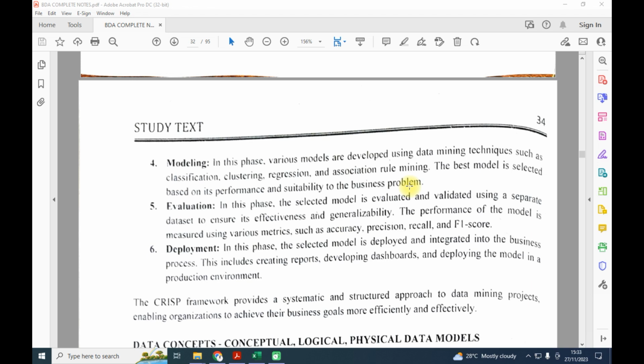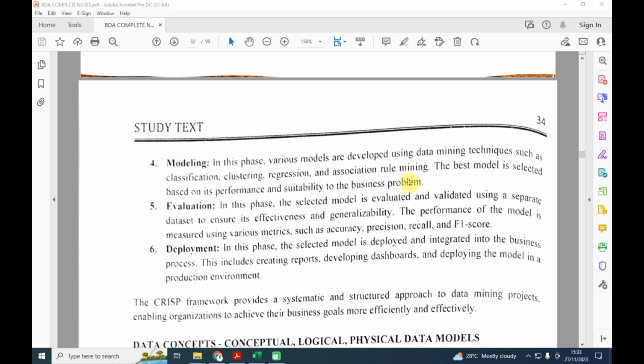After the modeling stage, now we shall evaluate. In this phase, the selected model is evaluated. So the evaluation stage is for the model. We have selected the best under the modeling stage, so that best model we shall evaluate. We shall evaluate and validate it using a separate data set. So we shall validate it. When you talk about validating the system, we're making sure the system is working as we had planned, because already we had seen the outcome.